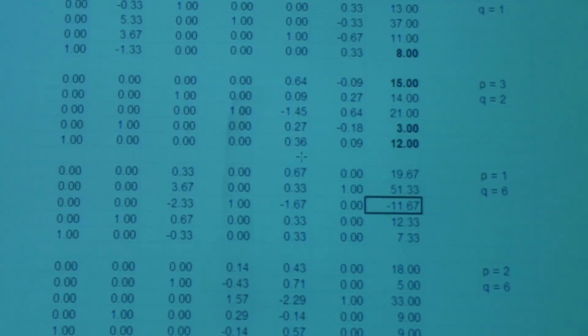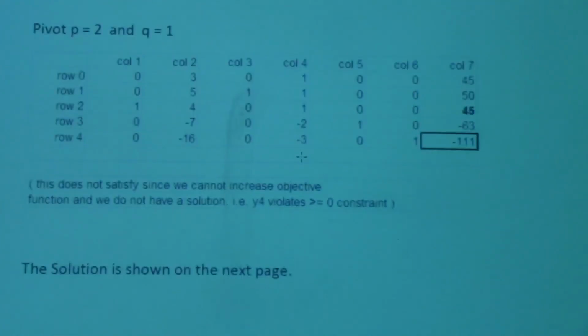Is there any way we can improve the objective function? We would need to have a negative value up here, to which we could add the opposite and then add something positive, but there is no negative value. Notice that here, the only column for pivoting would be this column, correct? Because of this negative value here. Notice that the only column for pivoting is right here.